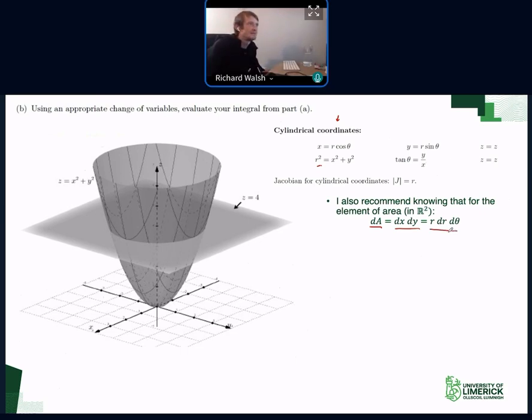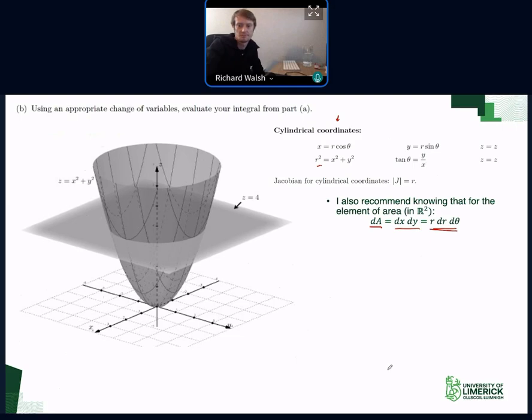I would know that. It's not in this, but I learned that at some point, and it's fine to just know that off. That dA is dx dy, we've already done that bit. But instead of dx dy, or dy dx, whichever order, we can substitute in r dr d theta. And I would just know that, for our cylindrical coordinates.